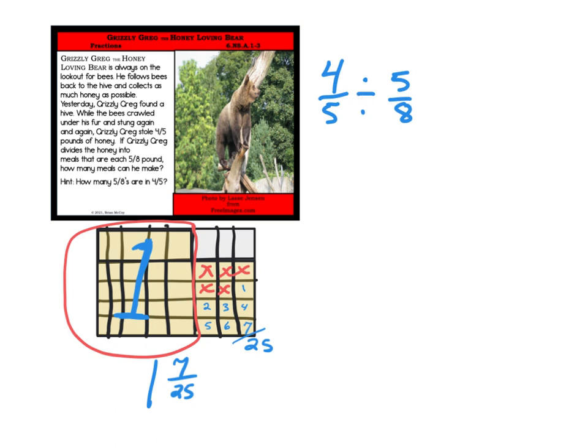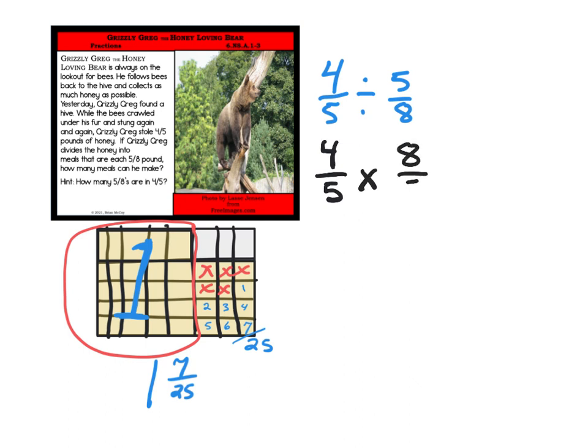Now with division of fractions, you can use one of two strategies. You can either multiply the reciprocal or use mountains and valleys. I will show you both. The first one is multiply the reciprocal. So I'll leave the first fraction as it is, and then instead of division, I'm going to multiply the reciprocal.